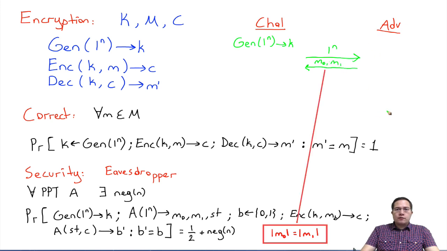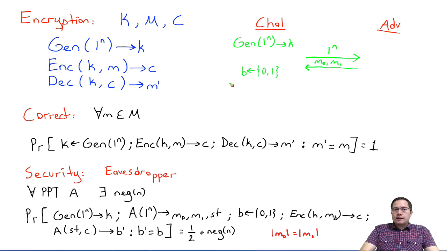Now, since here we are visualizing the adversary as a whole, we don't need to get the state and give it back. The adversary can keep it locally. We are going to now pick a bit. So this will be the challenger's bit. And then the challenger will encrypt, using the key he generated here, MB. And this will give the challenger a ciphertext. The challenger will send this ciphertext to the adversary.